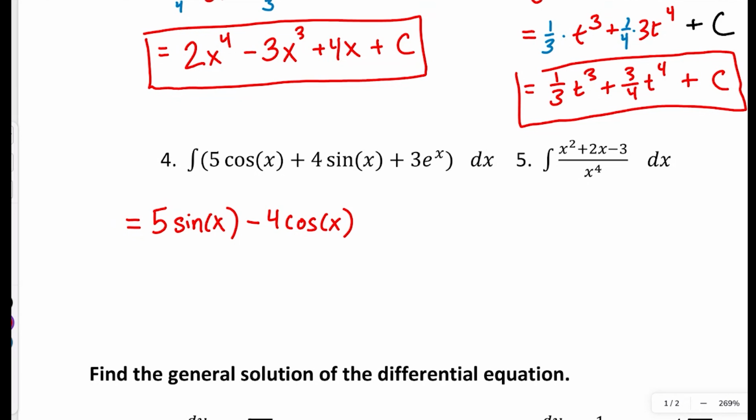And then the integral of e to the x is just, thankfully, e to the x, right? The derivative of e to the x is itself. So the integral is going to be e to the x plus c. So we have got plus 3 e to the x plus c.